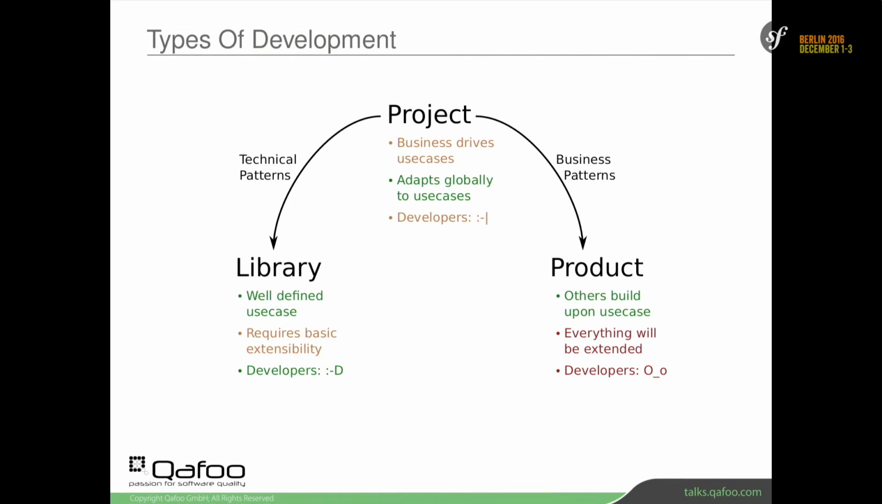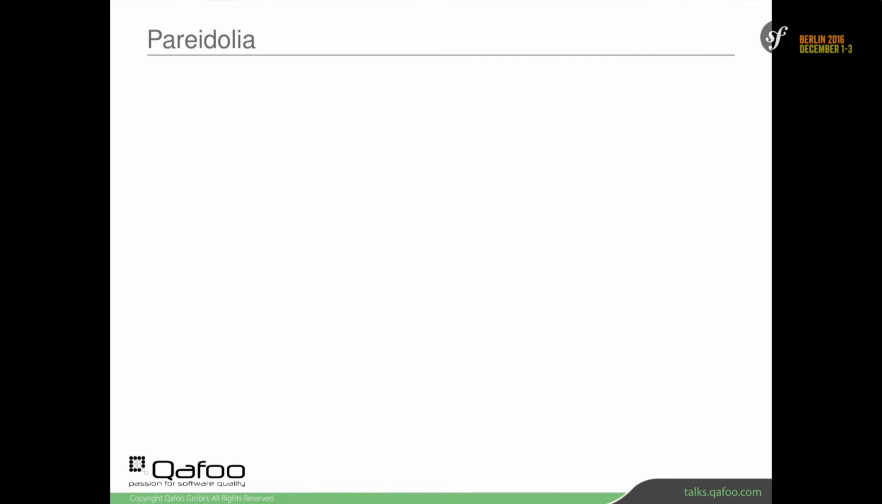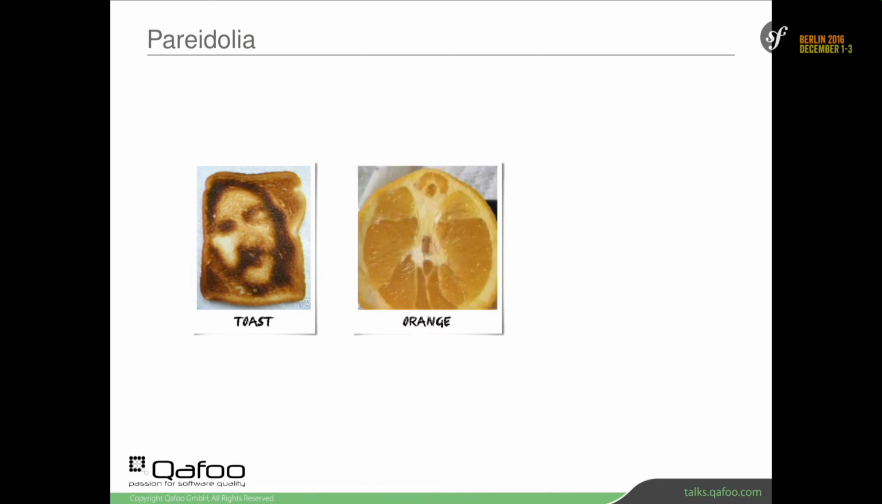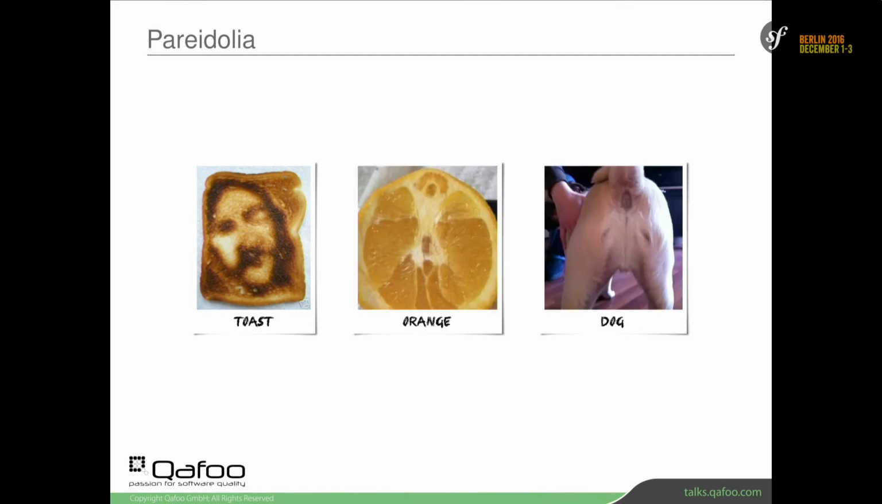Let's step back to patterns. When it comes to pattern discovery or pattern recognition, there's an interesting condition. This condition is called Pareidolia. Let me show you some pictures. This is a toast. Some of you might already see something in there. This is an orange. This is a dog's butt. Sorry for that. What do people see in there? They see Jesus in all those three pictures. Pareidolia is a condition of over-recognizing patterns, recognizing patterns where they actually do not exist.